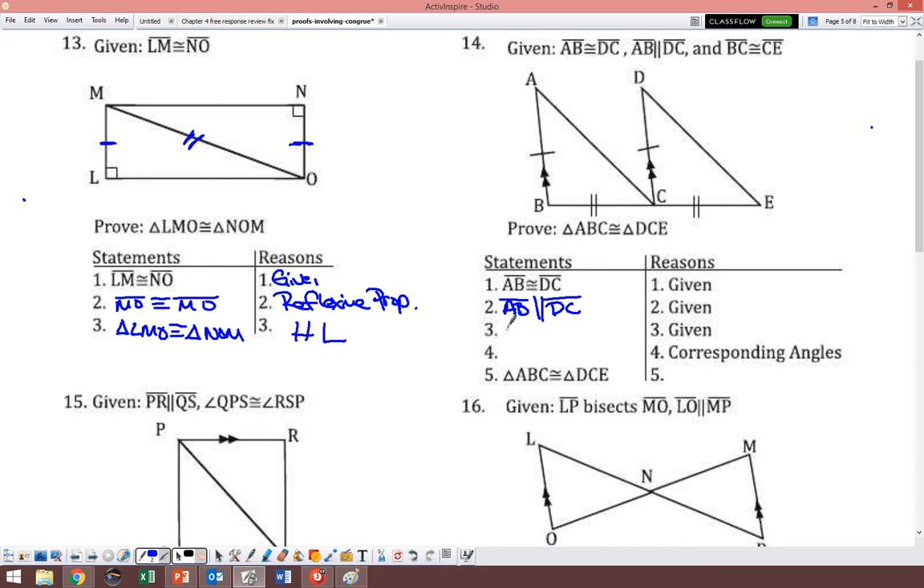BC, CE. Very good. Now, here's another one. Parallel lines, parallel lines, corresponding angles. Now, which ones are going to be corresponding angles? It gives us the reason corresponding angles, right? So which ones are corresponding angles?